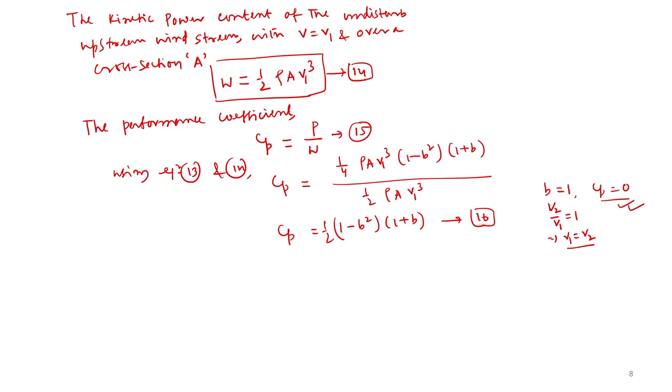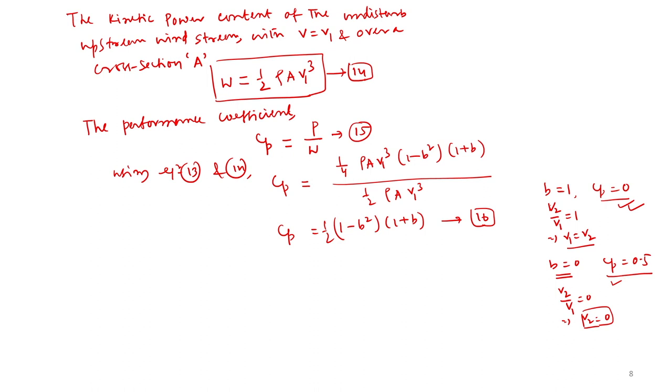So, if we consider b is 0, then what will happen? Cp will be 0.5, right. So, that means what? V2 by V1 is 0, that means V2 is 0, right. That means we have stopped the wind turbine. Then under that condition, the performance coefficient we are going to get is 0.5, right? But we can do a lot of calculations by varying V2 by V1, and it is found that if the value of b is equal to 1 by 3, then we can have Cp maximum. Okay, and this we are going to demonstrate now.